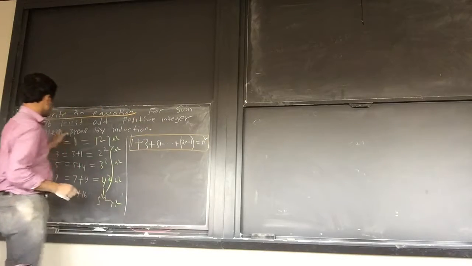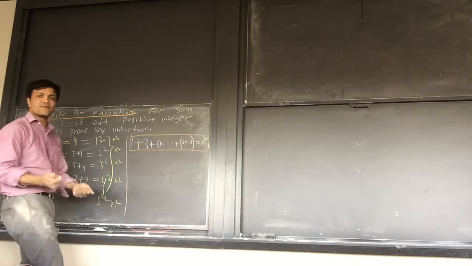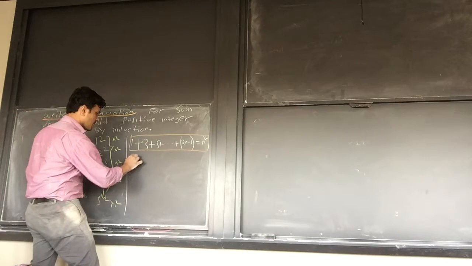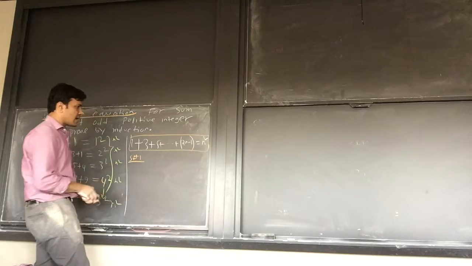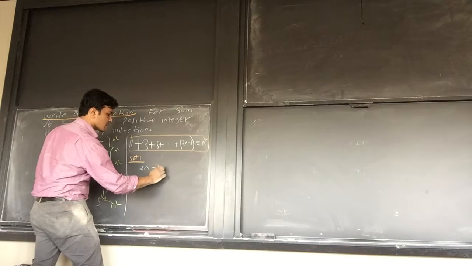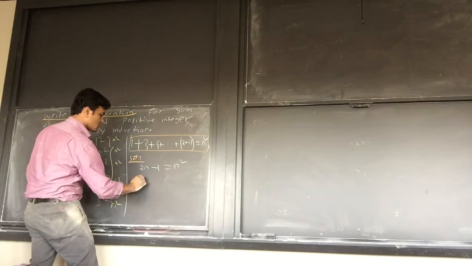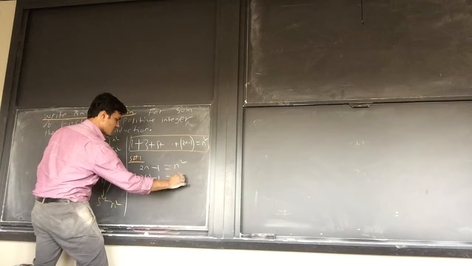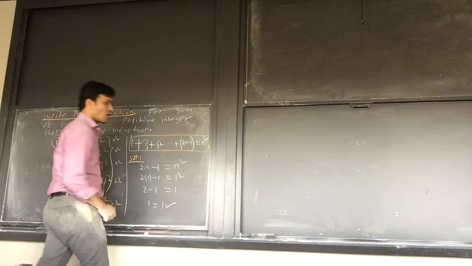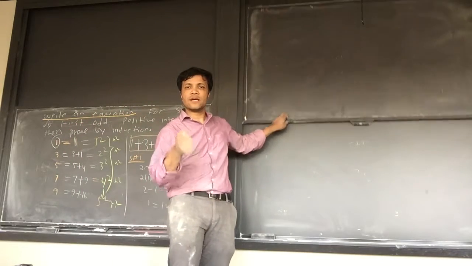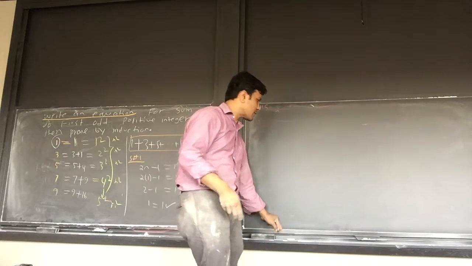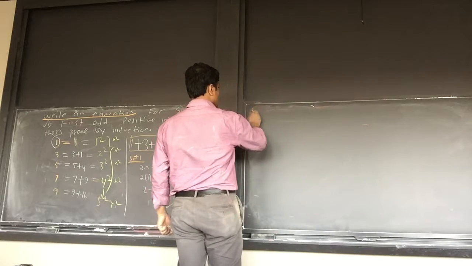Now we have to prove it by induction. Step 1 is super easy as always. So step 1 is plug in number 1. 2n minus 1 is equal to n squared. So 2 times 1 minus 1 is 1 squared. So 2 minus 1 is 1. So 1 is 1. So it works for 1. If it works for 1, it should work for k plus 1. So step 2.